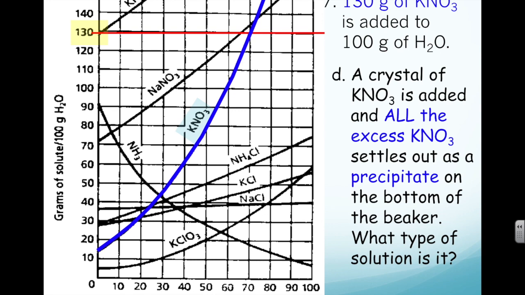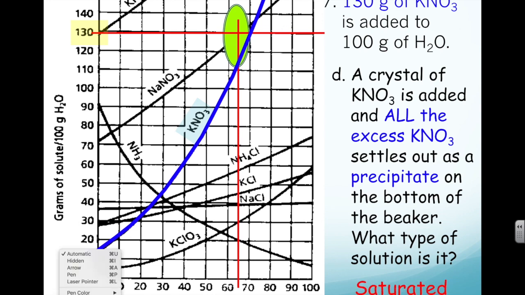So, if a crystal of KNO3 is added, and all the excess KNO3 settles out as a precipitate on the bottom of the beaker, what type of solution is it going to be? Now, it's going to be saturated, because here what happened was it fell from this point in part C, it fell to this point right here. It did not fall below the line, it fell to the line, okay? So it fell right on right here.